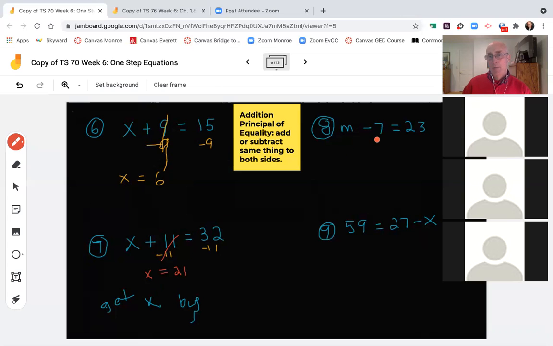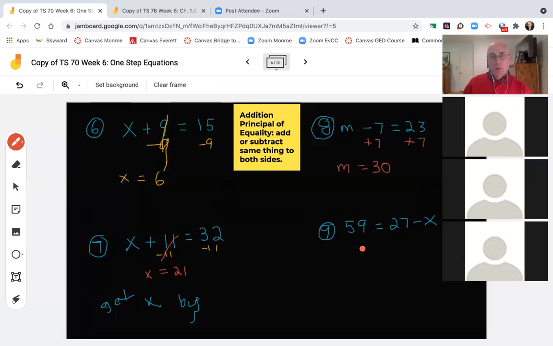Look at number 8 here. M minus 7 is 23. All right, this is my principle of adding or subtracting. In this case, I've got a minus 7, so I'm going to add 7 to this side. So I'm going to add 7 to this side. So these cancel out, okay? The 7s cancel out, and that leaves me M equals 23 plus 7 is 30. Okay, so I've just done the same thing on both sides, okay?